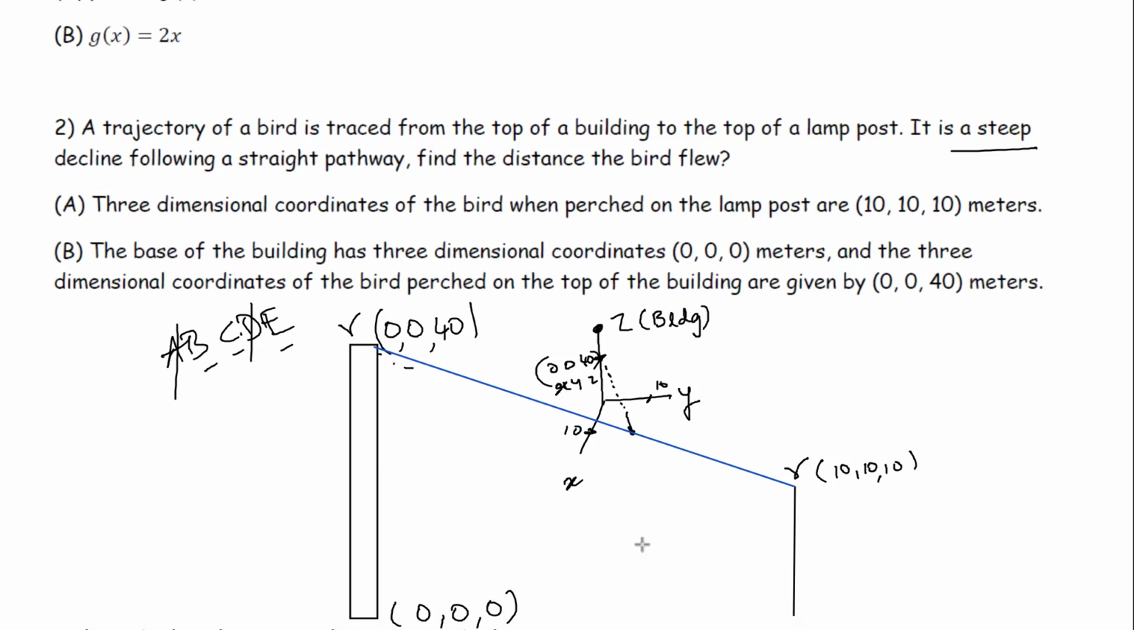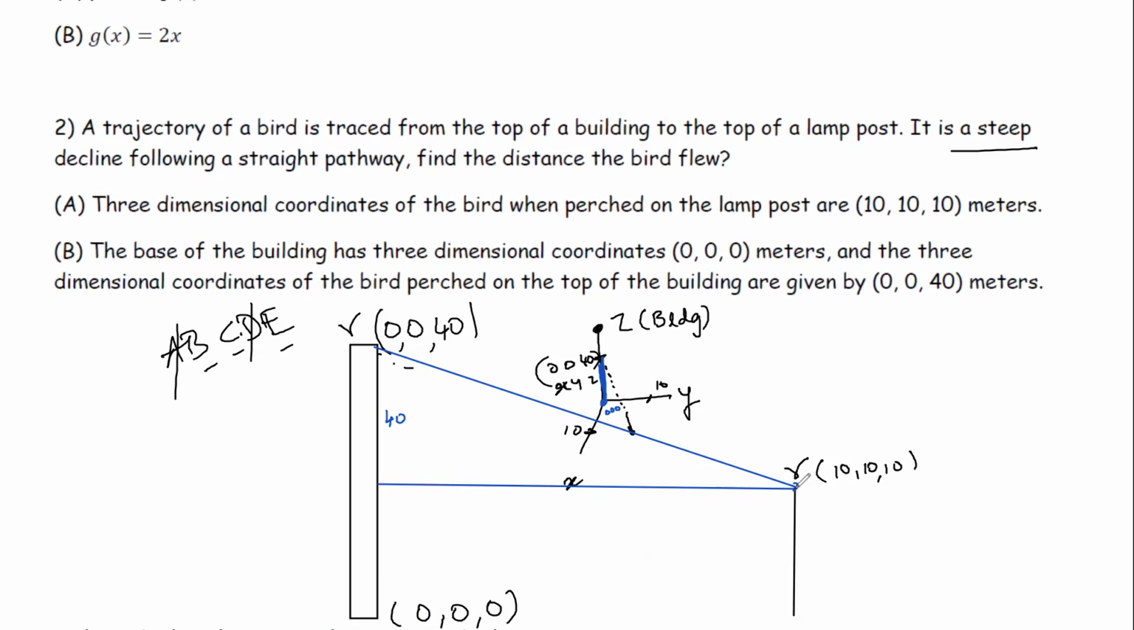So they are asking, what is the distance he flew? If I imagine a right triangle like this, because this coordinate out here is 0, 0, 0 and that is 0, 0, 40, so it's on a straight line. This part is 40 units, correct?